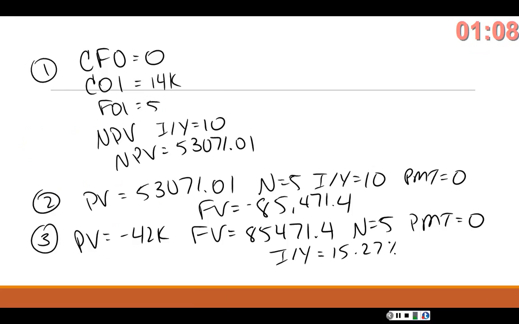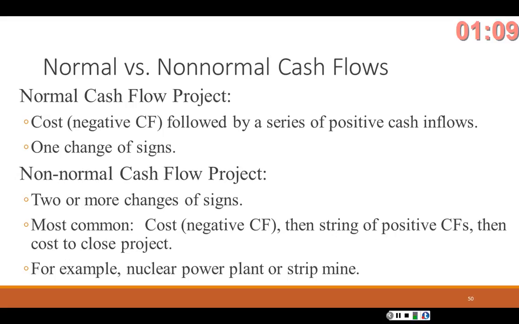So we discussed situations where internal rate of return may have more than one value. And those are for non-normal cash flow projects. So this is where there are multiple changes in signs. So usually there's a cost, some positive cash flows, and then another cost. Normal cash flows are a cost followed by a series of positive cash inflows. So there's only going to be one change in the sign.